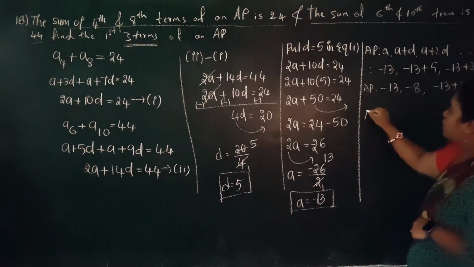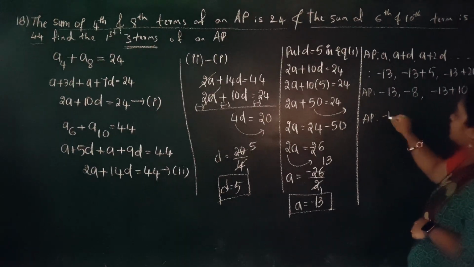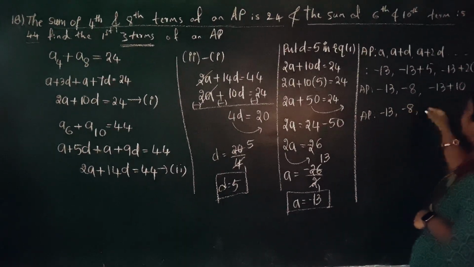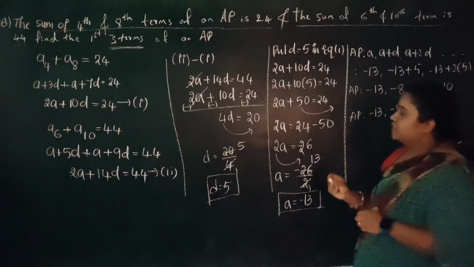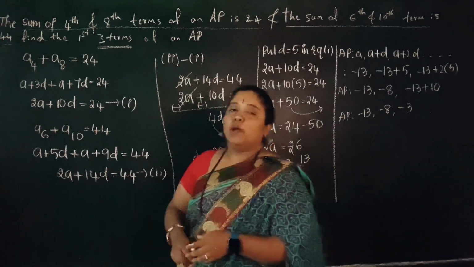Now see here, minus 13 plus 2 fives are 10. You just see, dears, I got the arithmetic progression at the end. Minus 13, minus 8, and minus 13 plus 10 is minus 3. So these are the first 3 terms of the arithmetic progression.